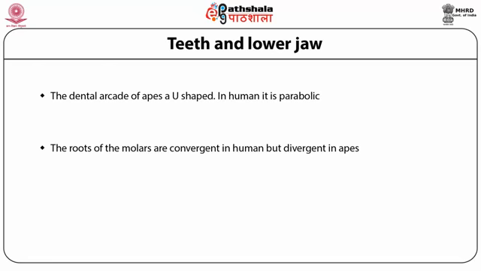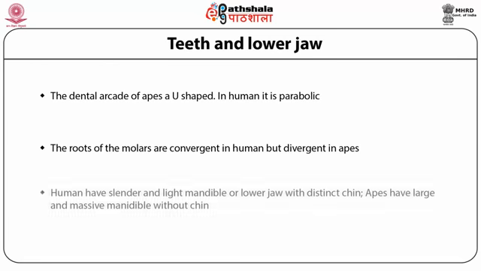Now let's discuss the lower jaw. Humans have a slender and light mandible or lower jaw with a distinct chin. Apes have a large and massive mandible without a chin. The sigmoid notch is deep and narrow, with a narrow and high ascending ramus. Apes have a shallow and broad sigmoid notch with a broad, short, and large ascending ramus.